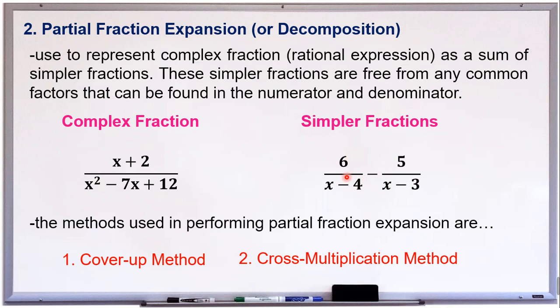Now I am going to introduce you to two methods in performing partial fraction expansion. The first one is the cover-up method, and the second one is the cross multiplication method. The cover-up method is easy to manipulate, and it is faster compared to the cross multiplication method.